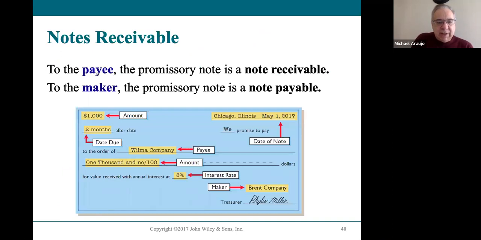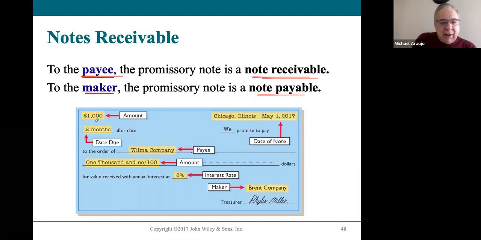So this is what it looks like. There's a payee and there's a maker. Okay. So in this case, to the maker, in this case, Brent, it's going to be a note payable. To the payee, in this case, Wilma, it's going to be a receivable. So this is, again, to pay an accounts receivable.